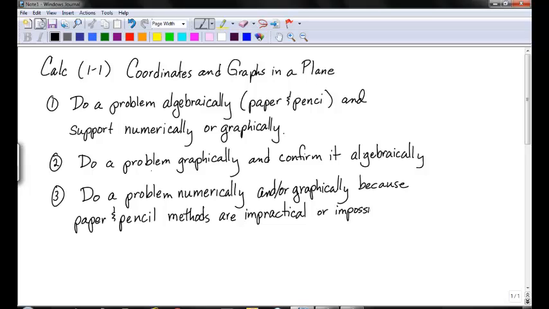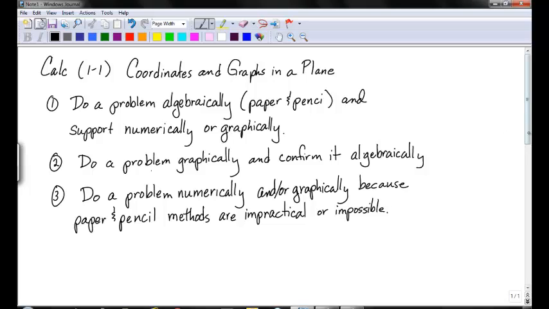If I told you for tomorrow, I would like you to list the real numbers from 0 to 1, it's not going to happen. Okay? You can't list all the real numbers from 0 to 1. That would be impossible.